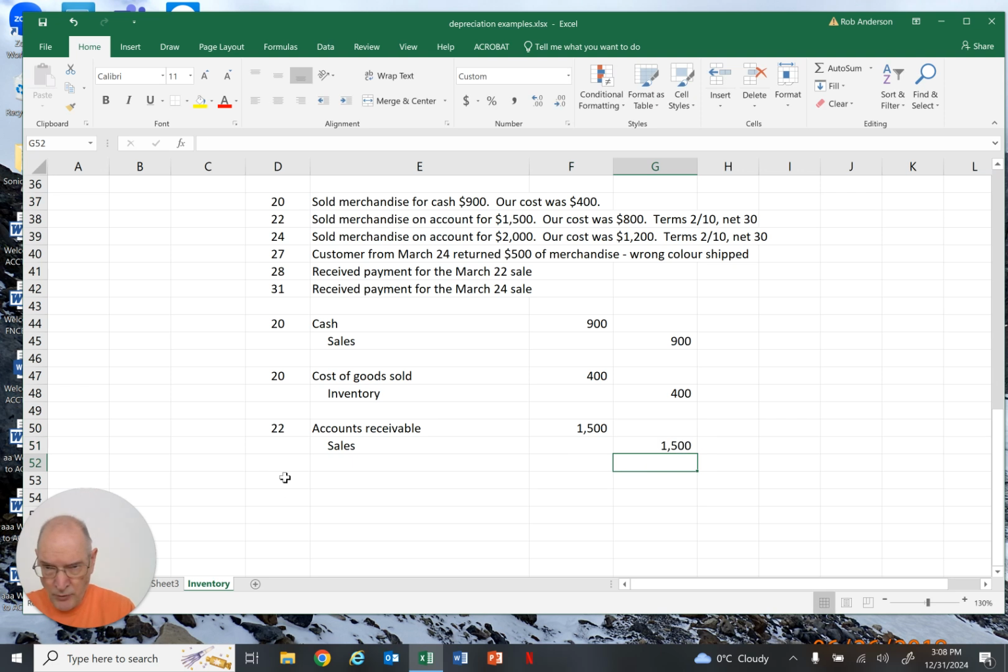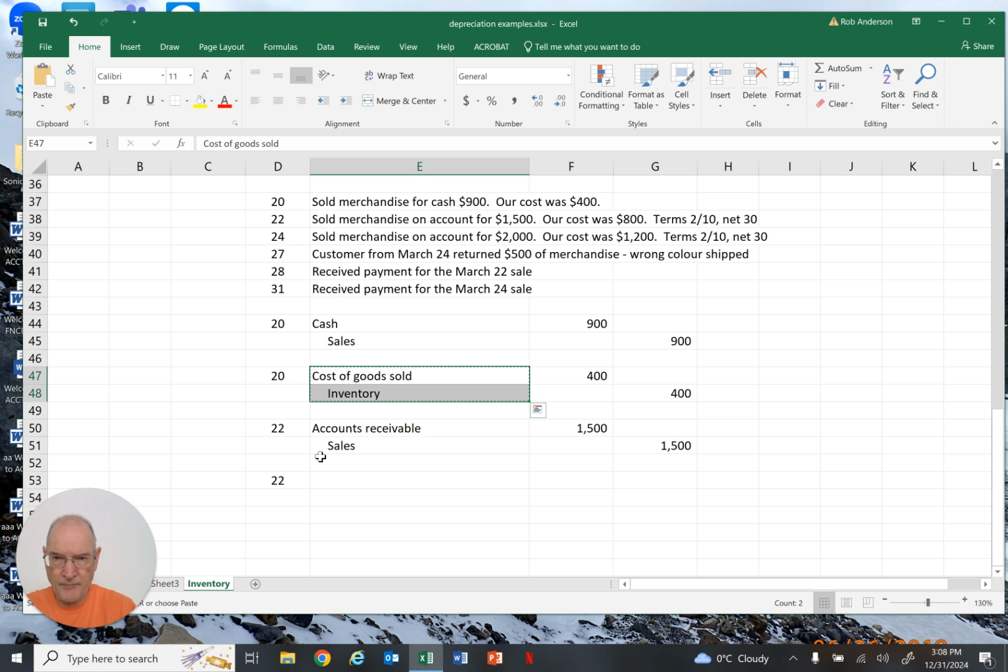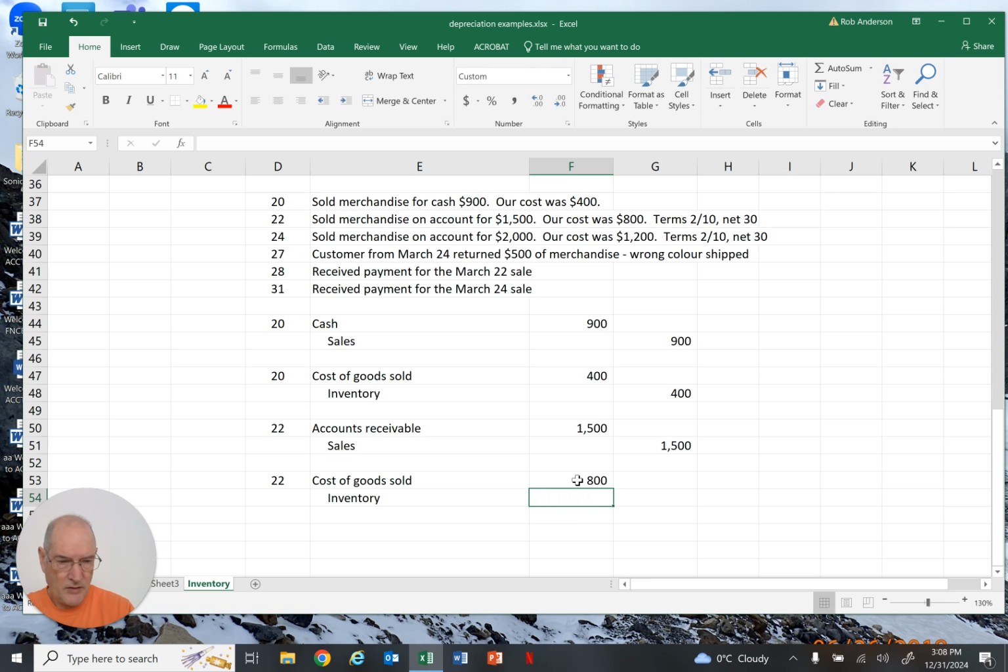And just like before, we have to have the second entry for cost of goods sold. Now, I already have this typed in, so I'm just going to use it. So there's cost of goods sold, and this time it was $800. So let's look at what happens next.